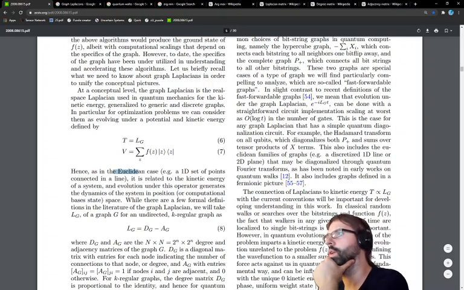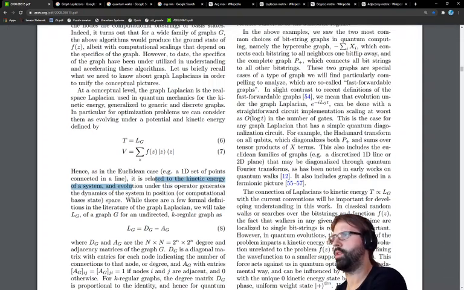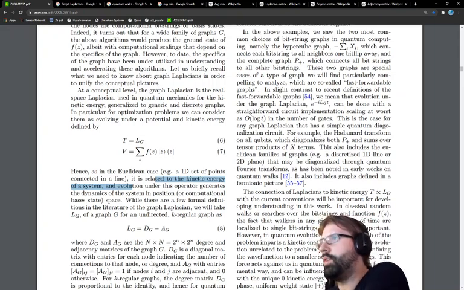basically a one-dimensional set of points connected in a line is related to the kinetic energy of a system. And this operator generates the dynamics of the system in position or computational basis state space. While there are few formal definitions in the literature, the graph Laplacian Lg of a graph G for an undirected K-regular graph is DG minus AG. That's what I just read.